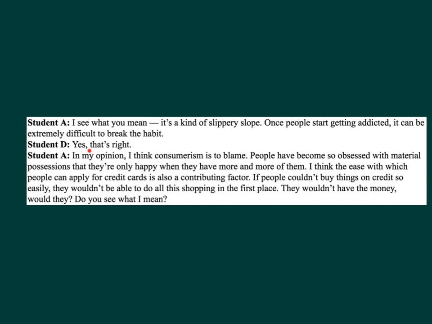Student D says, yes, that's right. Student C says, in my opinion, I think consumerism is to blame. People have become so obsessed with material possessions that they are only happy when they have more and more of them. I think the ease with which people can apply for credit cards is also a contributing factor. If people couldn't buy things on credit so easily, they wouldn't be able to do all this shopping in the first place. They wouldn't have the money, would they? Do you see what I mean?